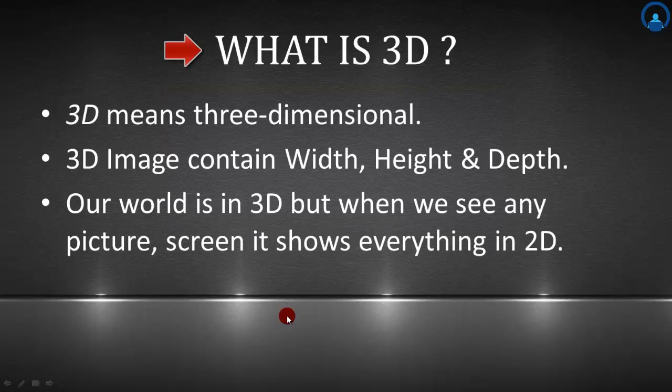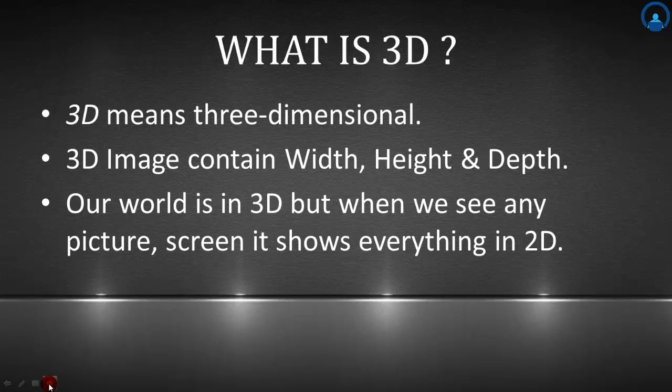What is 3D? 3D means three-dimensional. A 3D image contains width, height, and depth. Whatever we see around us in the real world is all in 3D. But when you take a picture of it, or draw anything from it, it becomes 2D. It only has width and height. We can't see depth in a 2D drawing or 2D photograph. A master artist can create an illusion of depth by using his skill, but it still does not look that real in the real world.